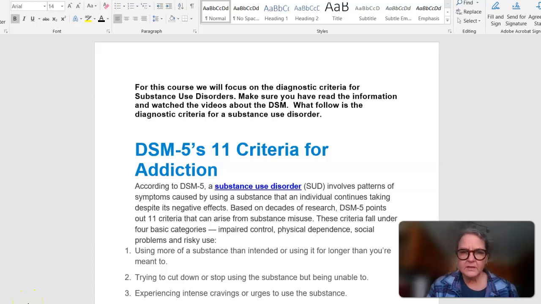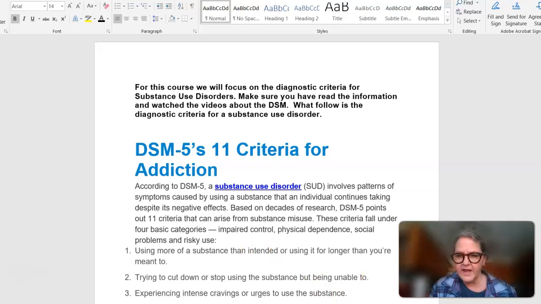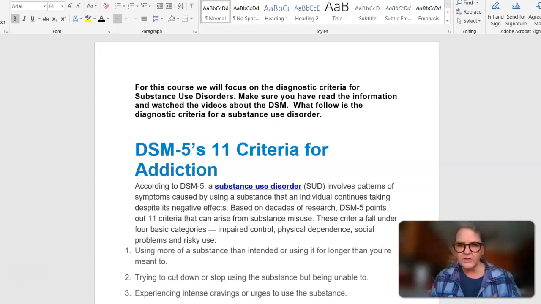So you have read a lot about the DSM-5, and so I'm going to take it a little bit further and look at what we need to do to diagnose a person who has an alcohol or a drug problem. In review, I posted a lot of information about the DSM. What the DSM does is it helps us to diagnose mental health disorders. Hopefully you had a chance to look at all the diagnostic categories in the DSM, but for this course, we're going to focus on substance use disorders.